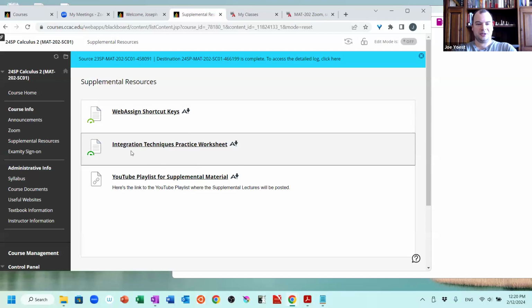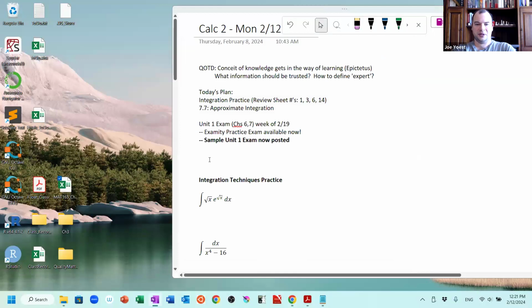So if you want some practice on integration techniques, these problems range from kind of easy to moderate to harder difficulty. So you can take a look at this worksheet. In today's class, we'll work through 4 of those problems, these numbers from the review sheet, but there are a bunch of others that you could work through as well. And then we'll start on approximate integration, and then have a supplement on the rest of approximate integration.